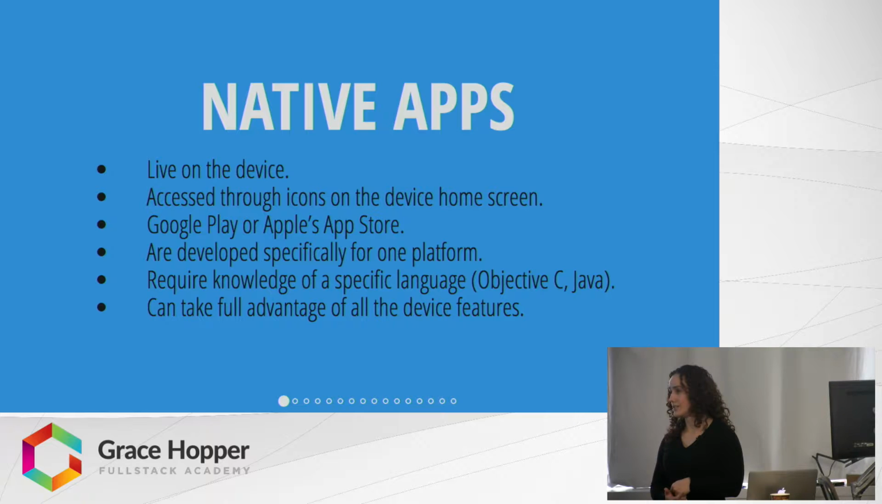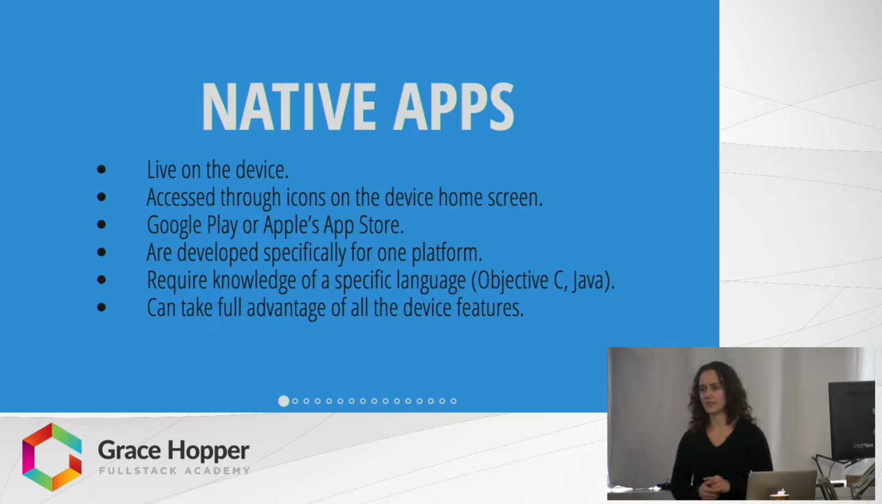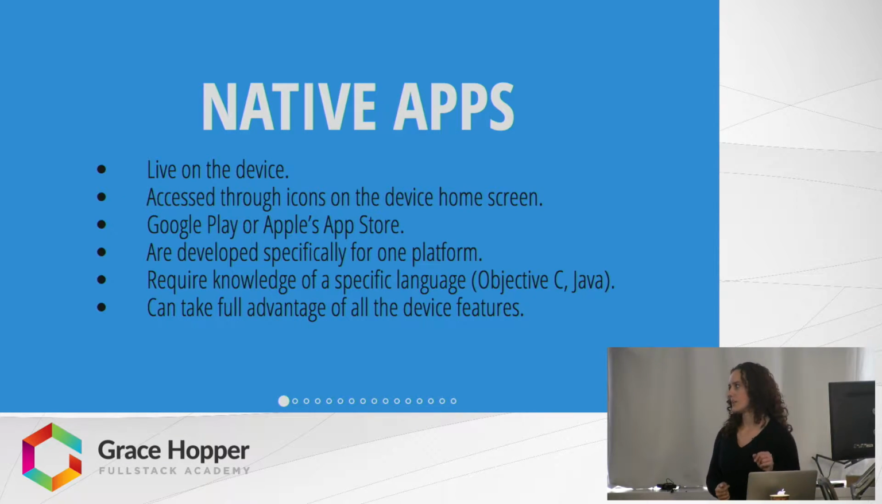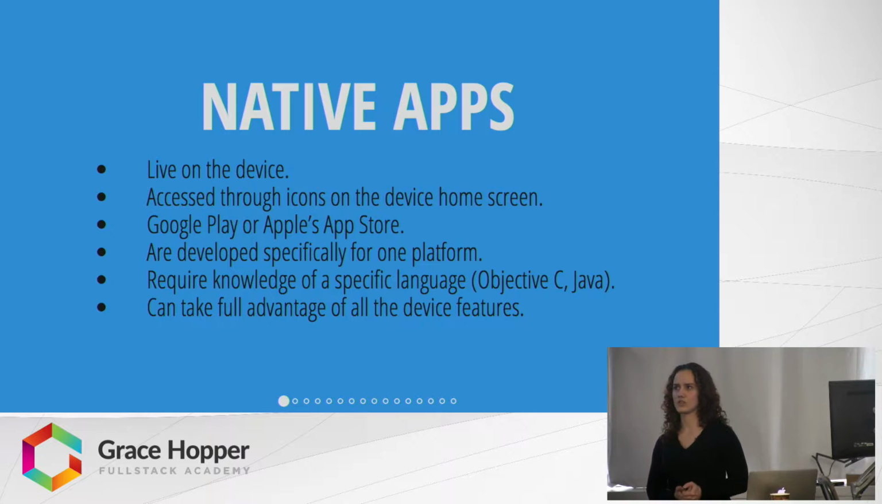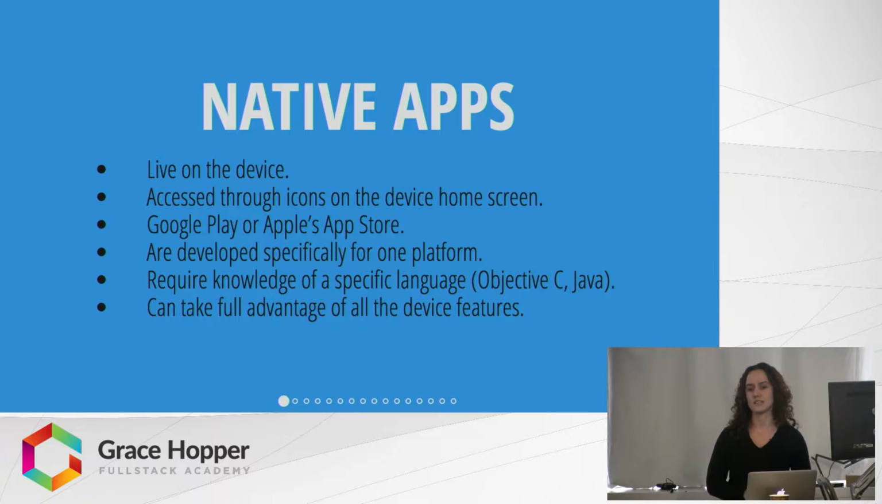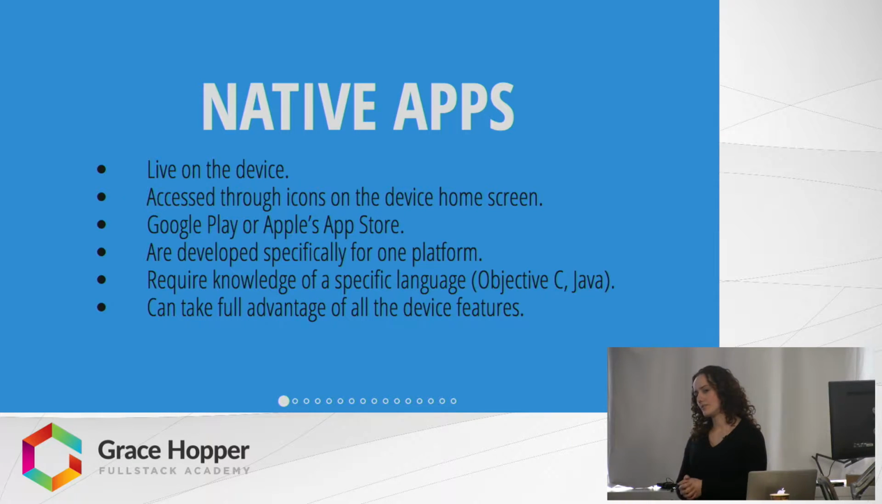These are normally quite expensive to companies because they have to have two different teams for each platform, one for Java and one for iOS. So if they want to update the application or change things, they have to mirror all the changes in both platforms. So it's quite expensive. They can take full advantage of all the device's features, such as swipe gestures. They can access the camera, they can access the accelerometer, and the different features each device has.